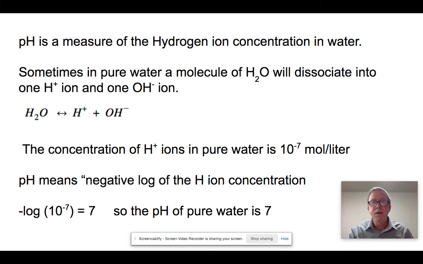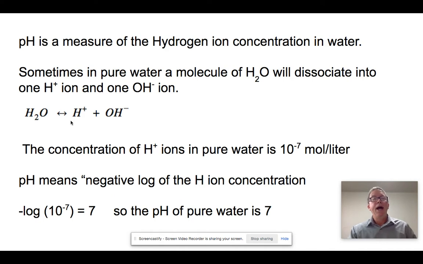Now, if we think about just pure water, absolutely nothing but the compound H2O, it turns out that even though it's made of molecules of H2O, these molecules have a tendency to spontaneously dissociate into H ions and OH ions. So if I take one of these and break it apart into two ions, I will get one H ion and one OH ion. So they will occur in equal concentration, and the water will be what we call neutral. It will not be acidic or basic.